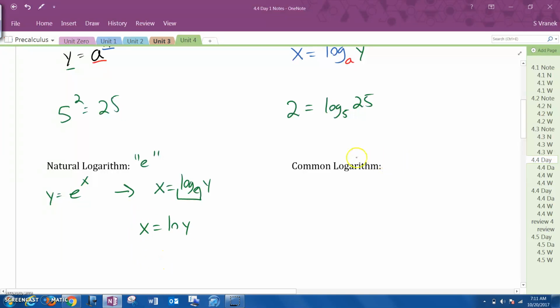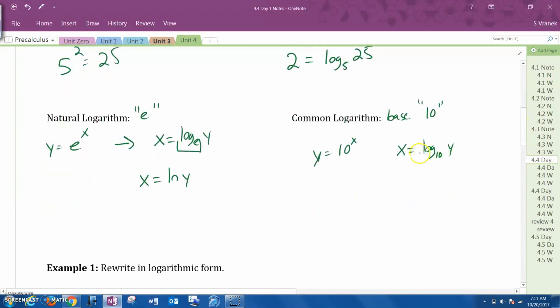A common log means it has a base 10. For example, if I said y equals 10 to the x, we would rewrite this in log form by setting the exponent equal, so x equals log base 10 of y. Now, when you see log base 10, you will never actually see this. This is the actual log button on your calculator. Where you see log, that's already log base 10. So when there's no number there, you assume base 10. And this should say base e for that. Okay, those are all the forms.